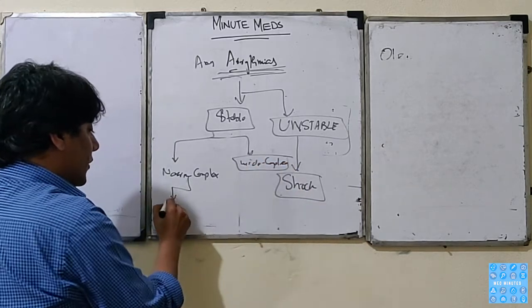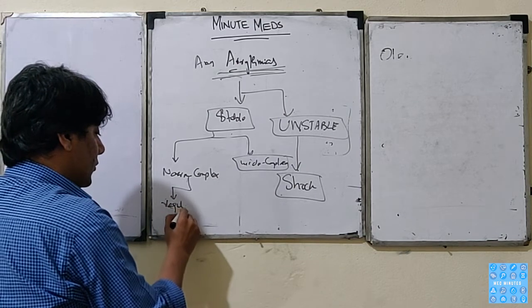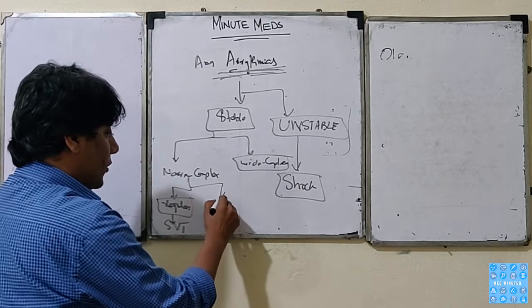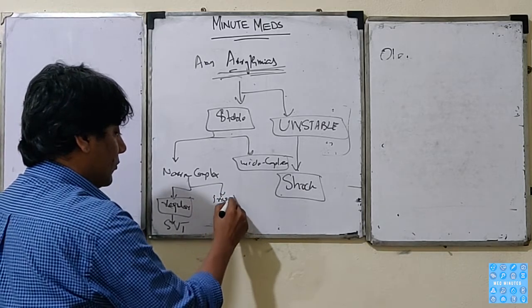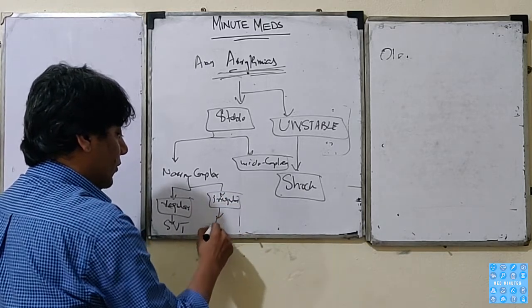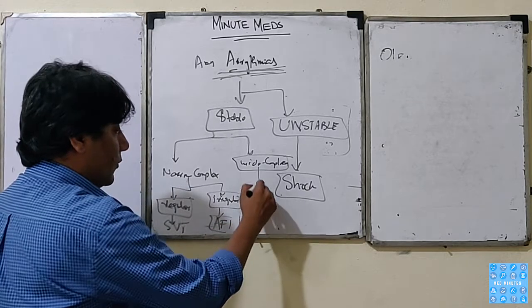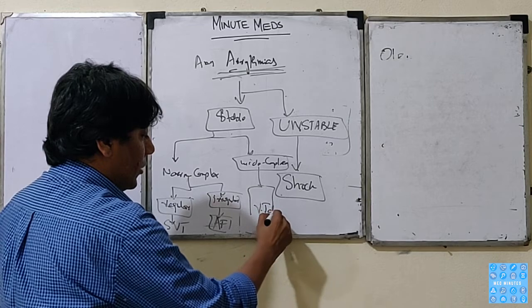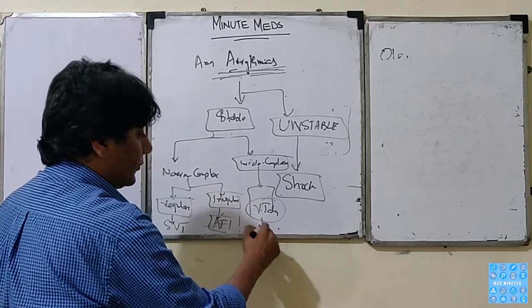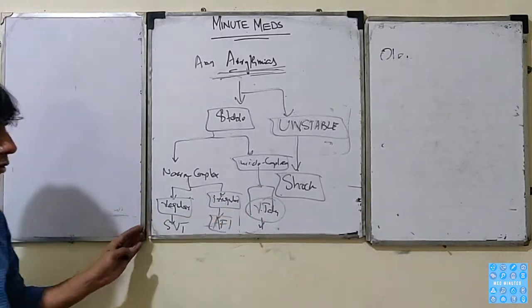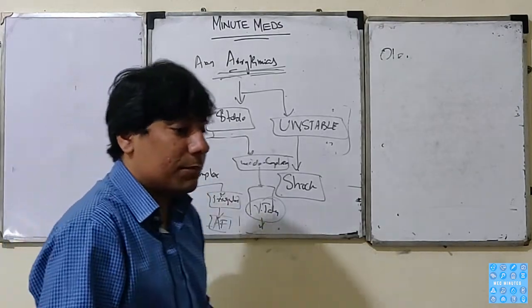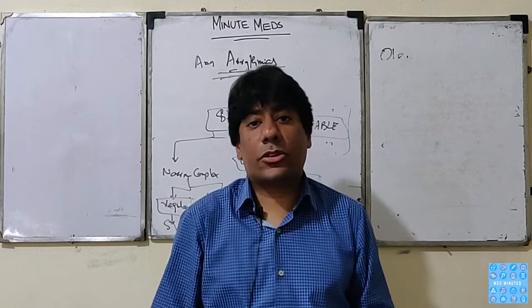In the narrow complex, if it is regular, there is SVT, or if irregular, there is atrial fibrillation. There is a wide complex when there is ventricular tachycardia. And now, according to the type, we administer the drugs. So this is how we approach a patient with any sort of arrhythmia.